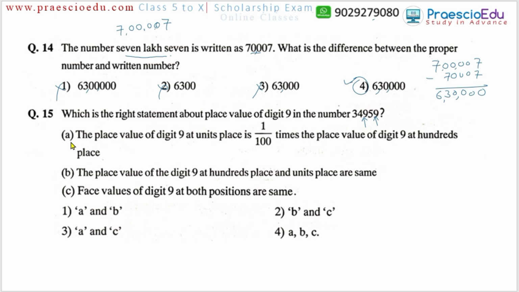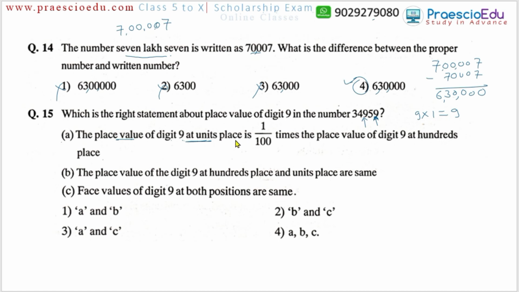Okay, so statement A is the place value of the digit 9 at units. At this unit place, the 9 has the place value 9 multiplied by the unit place, which is 1. That's why the multiplication with 1 is equal to 9.